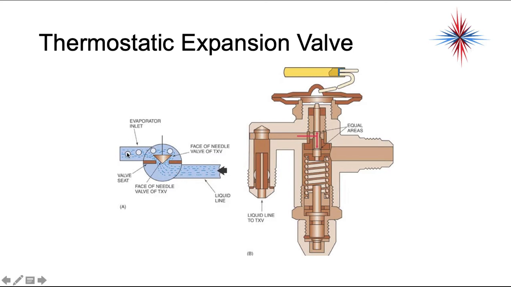So what happens inside is we have our liquid line coming in, and that needle forces down into the valve seat depending on the combination of the spring pressure and the bulb pressure. They're basically opposite forces. The spring pressure pushes up, the bulb pressure pushes down. If the spring pressure is greater than the bulb pressure, this will open. If the spring pressure is lower than the bulb pressure, this will force shut. And then that allows the refrigerant to spray out into the evaporator.